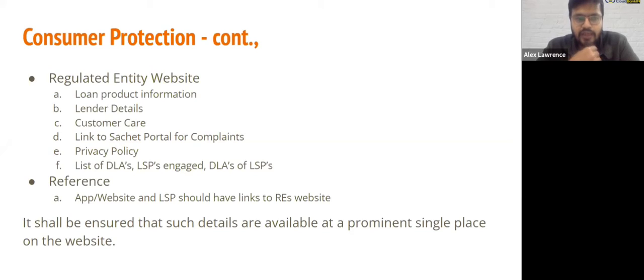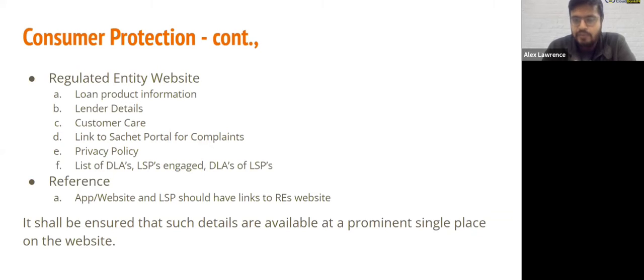And with respect to the other parts of the website, there are clear specifications provided for the regulated entity and the loan service provider's website. So they have to specifically define the loan product information and who is the lender, what is the customer care number, and the link to the Sachet portal, which is for basically complaints about the regulated entity. And the privacy policy, which is very, very important.